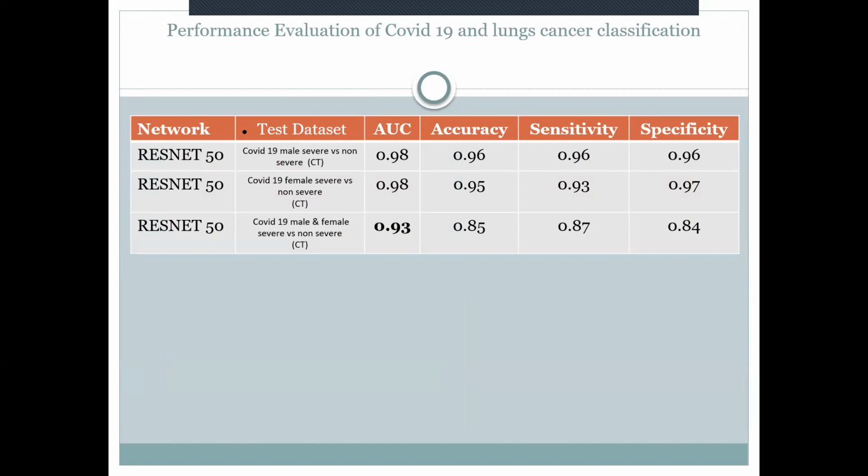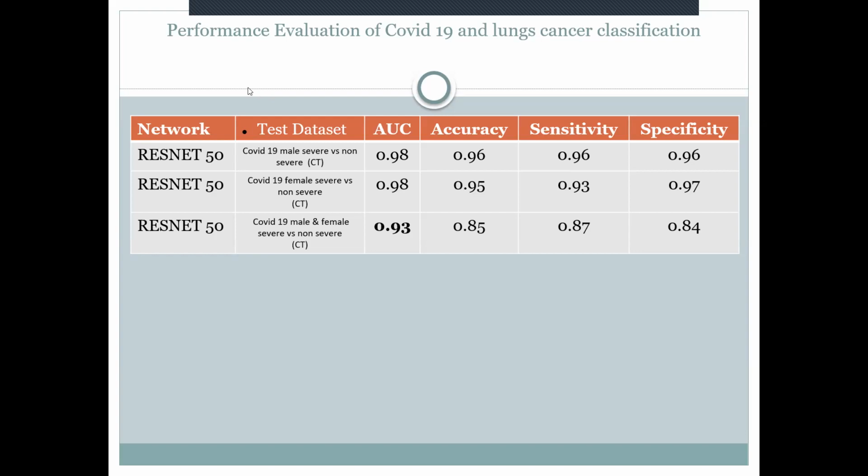Firstly, we took the first scenario, which was to distinguish between male patients, severe and non-severe. So we used 234 CT images for that, and then we tested 100 CT images. And after that, we were able to achieve an AUC value of 0.98, which is close to 1, which looks like a perfect system, and also an accuracy of 0.96, which is close to 1 as well.